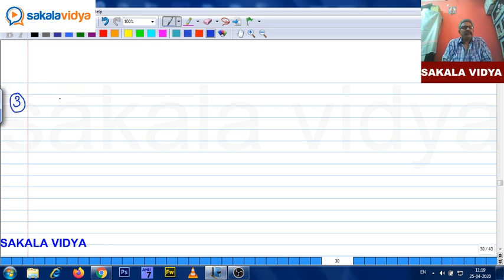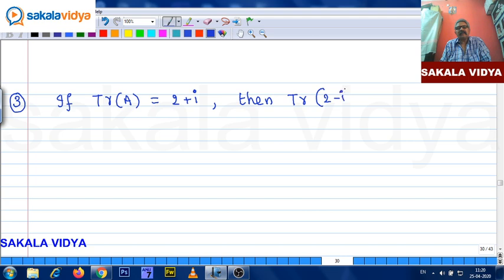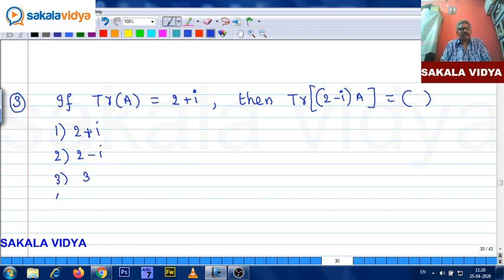Third problem, if trace of A is equal to 2 plus i, trace may be a complex number also, then trace of (2 minus i) times A. First option is 2 plus i, second option is 2 minus i, third option is 3, fourth option is 5. Same concept.